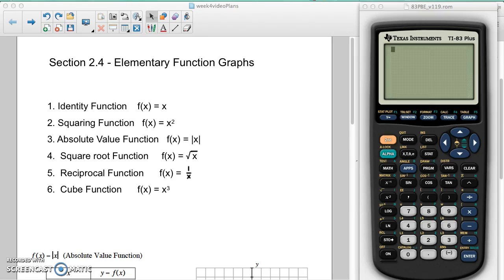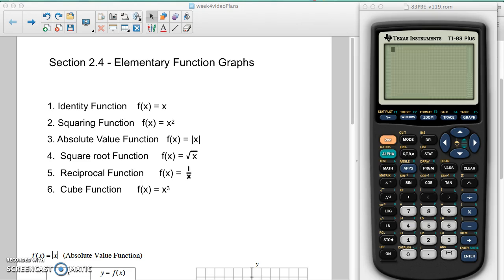Hello and welcome back. In this video we're going to be working on some elementary function graphs. Throughout the course you're going to be working with graphs of functions, and we're going to be making changes to the base models of graphs. So we're going to be doing these throughout the course.